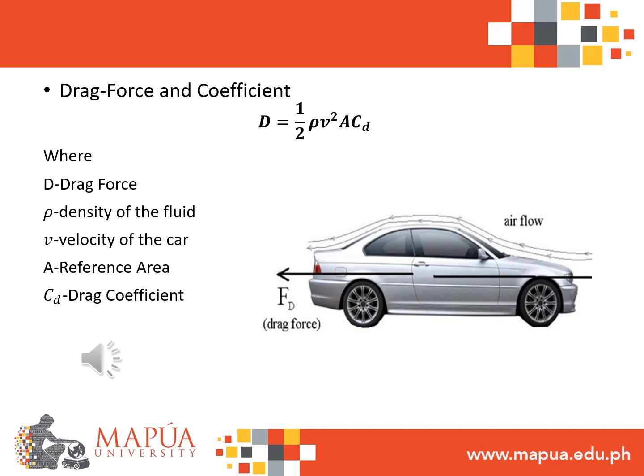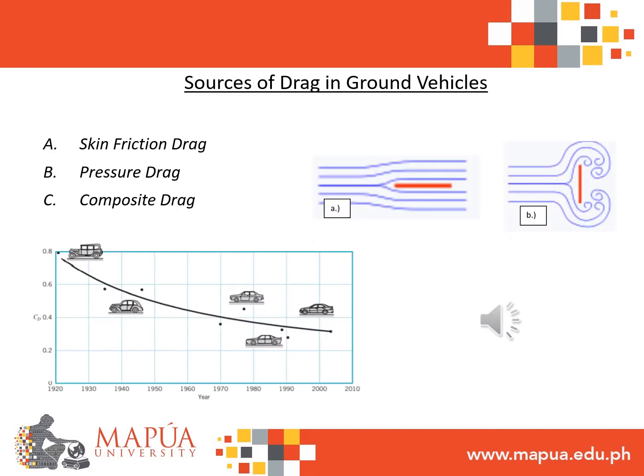In our study, we will not include the total drag and will be composed of only form drag. And also in our study, the drag force and the drag coefficient is the most important aerodynamic factor since it has an impact on the fuel economy and maximum speed of the vehicle. Moving on, I will now be discussing the source of drag in ground vehicles.